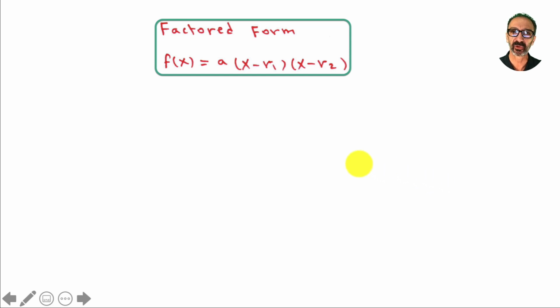The factored form is a times (x minus r1) multiplied by (x minus r2), where r1 and r2 are called the roots or the zeros, where the graph crosses the x-axis. One more time, I'm going to have more graphs as video part 2 next week.